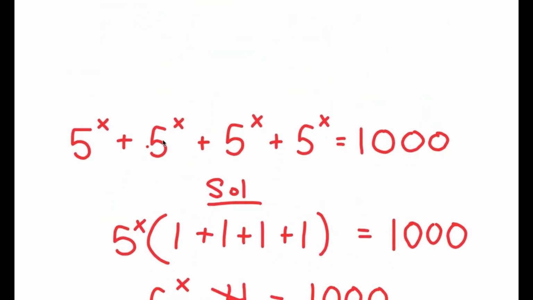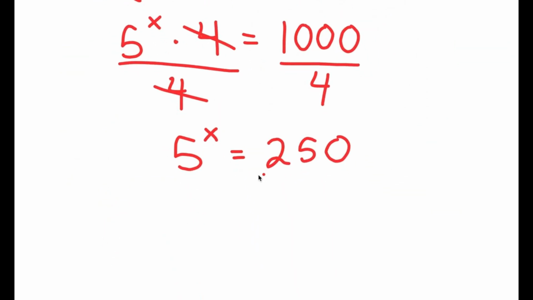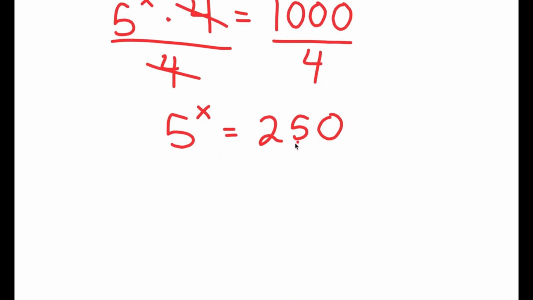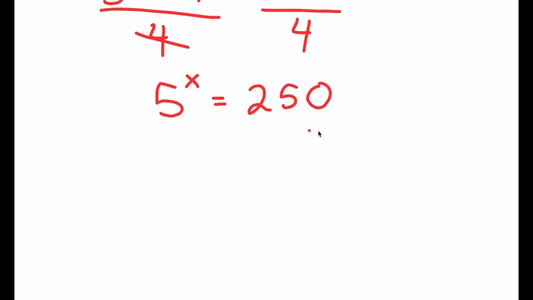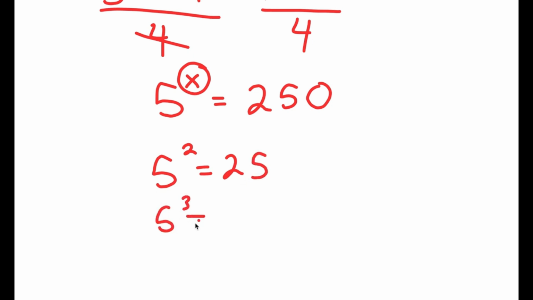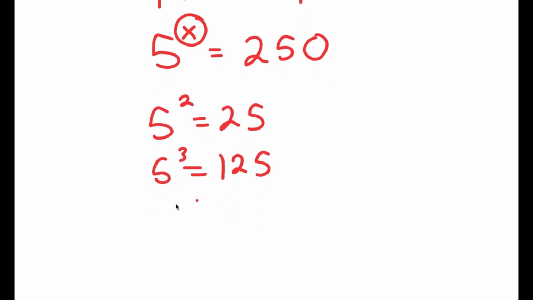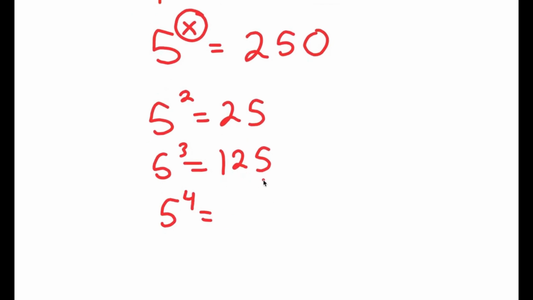So, from this large equation here, we got up to an equation that is significantly smaller. So we have 5 to the power of x equals 250, and just at first glance of this equation, we can tell that x is not going to be a whole number because we have 5 squared is 25, 5 to the power of 3 is 125, and 5 to the power of 4, this is going to be 125 times 5, which is 625. So the value of x is somewhere in between 3 and 4.